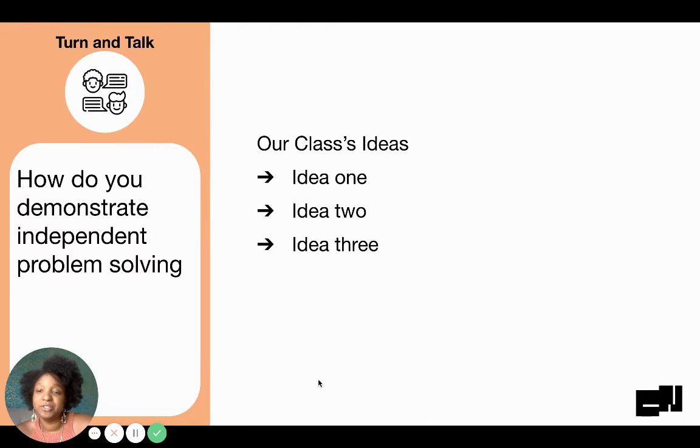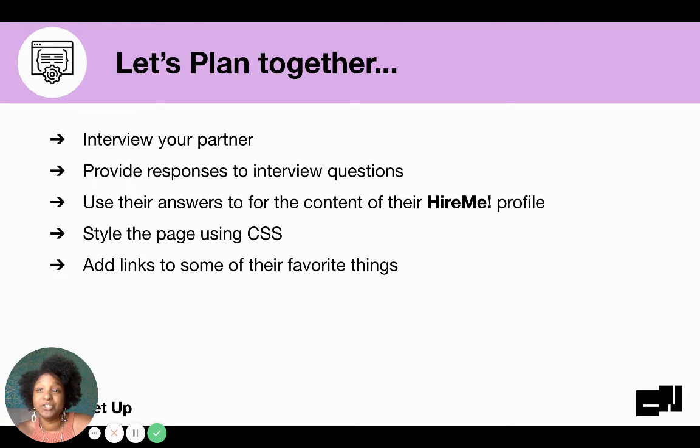So how do you demonstrate independent problem solving? You are going to be able to Google things. You can ask questions. You can leave comments. You can email your teachers. You need to interview your partner. And you are going to then create and figure out how you want to style your page. With CSS, you want to use maybe what fonts you're thinking about. What do you want to link? Maybe they were born in Idaho and you want to link it to the Idaho Wikipedia page. You can decide, but you need to be creative.